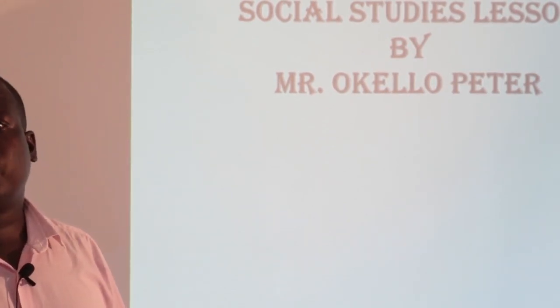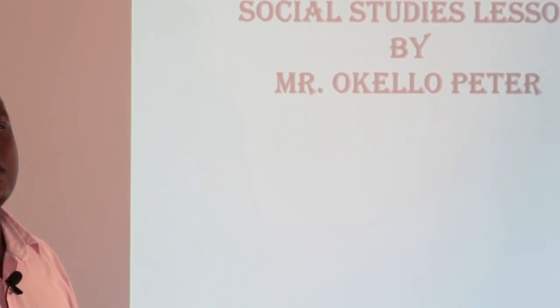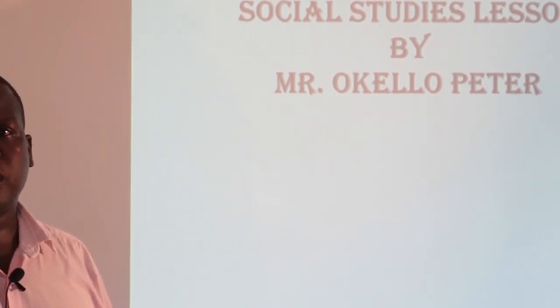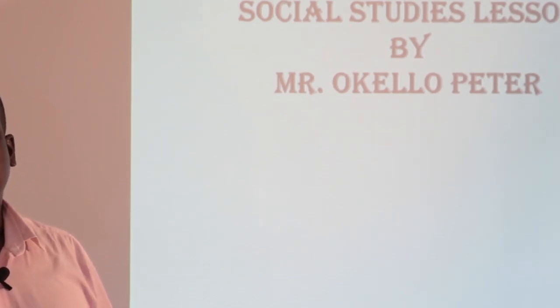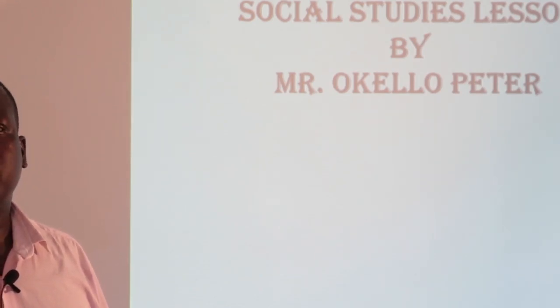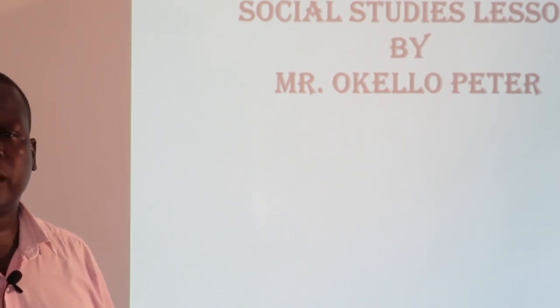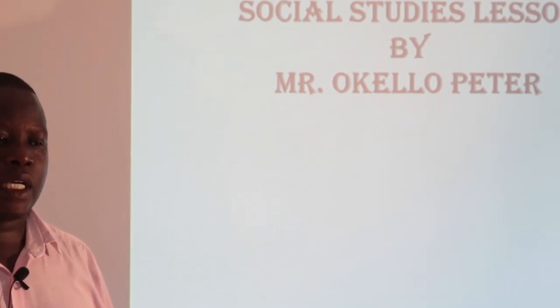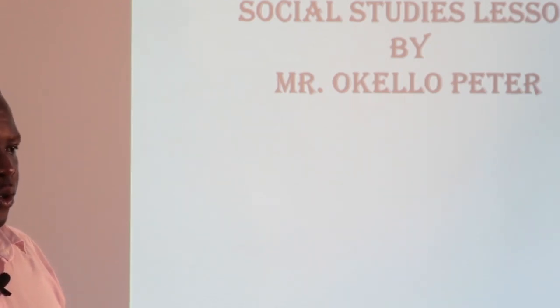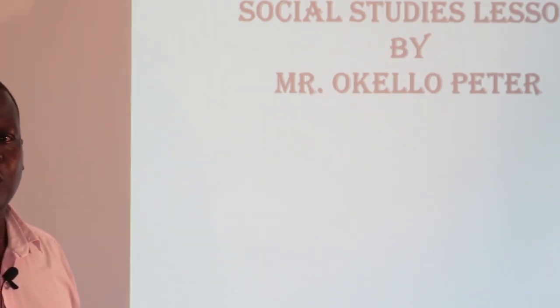We are still continuing with our lessons of social studies, and we are still under the topic of vegetation. Last time we handled Mediterranean vegetation. We talked about temperate vegetation. So today we would like to continue with another type of natural vegetation. This lesson is presented by Peter.